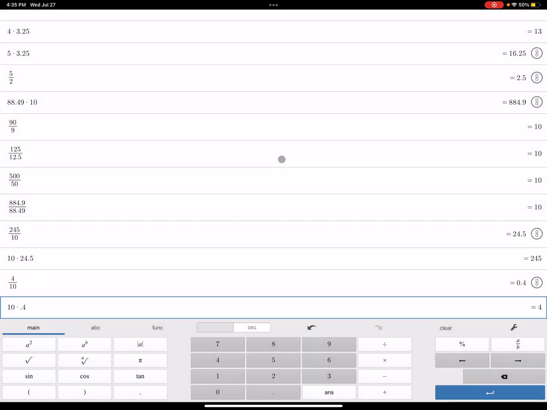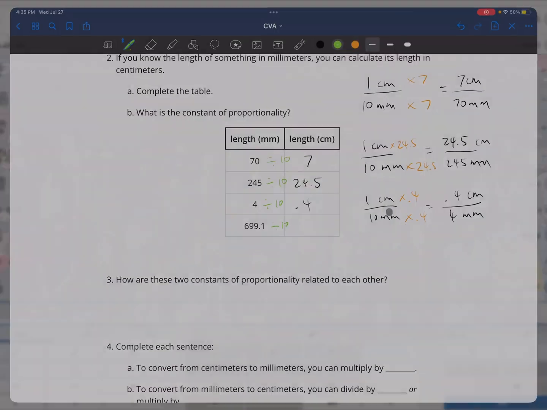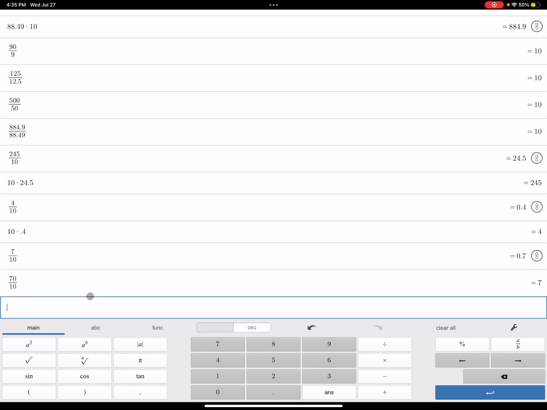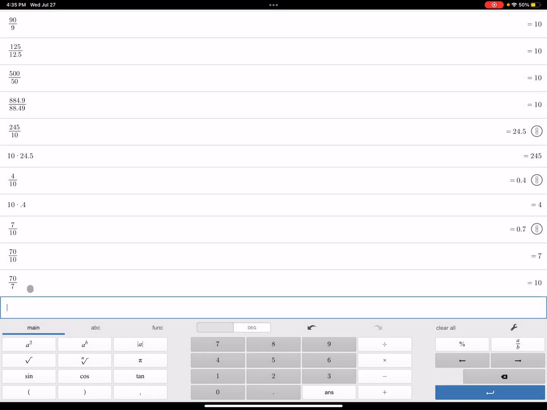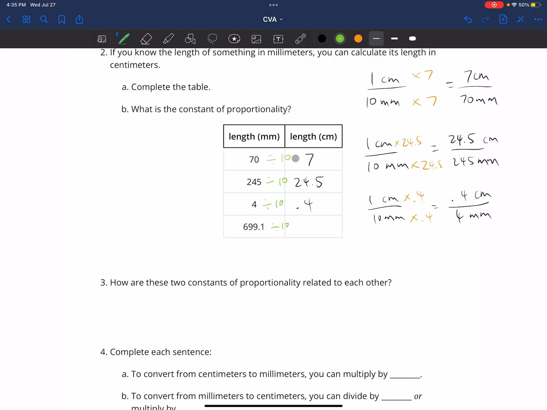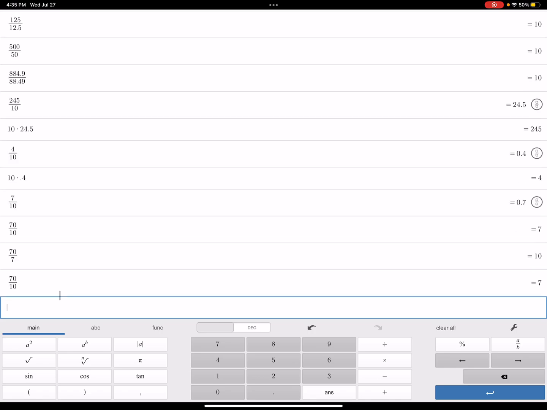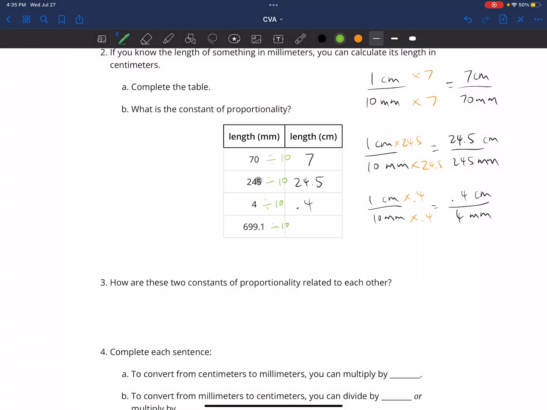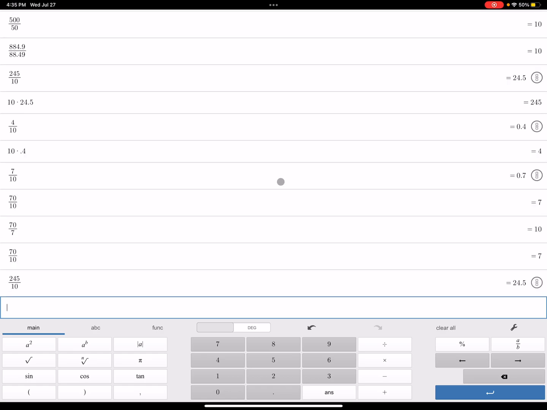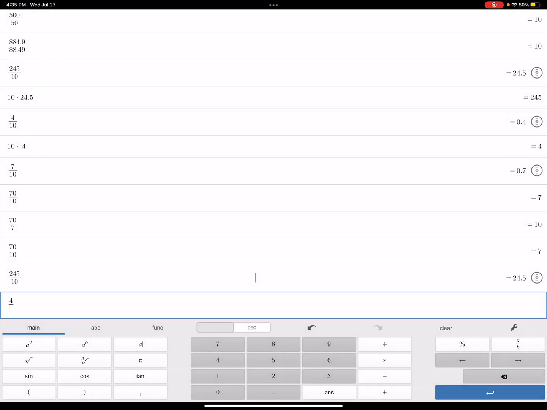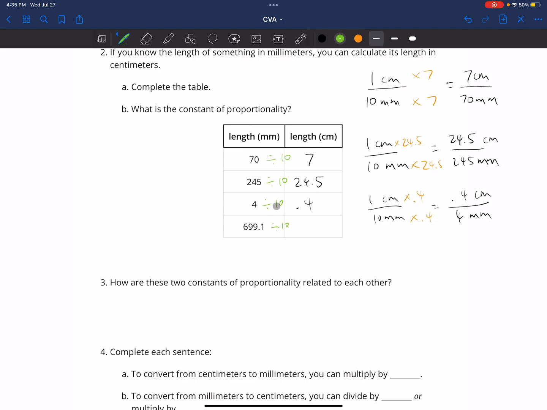70 divided by 10 is 7. 245 divided by 10 is in fact equal to 24.5. 4 divided by 10 is equal to 0.4.